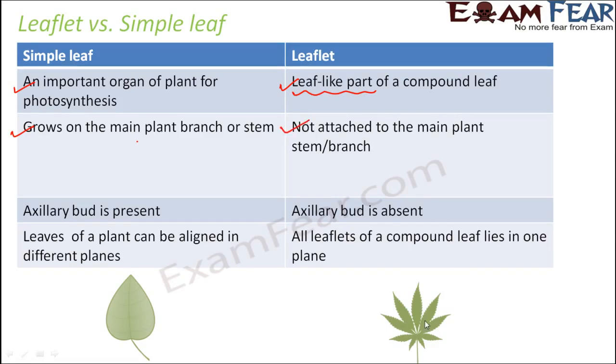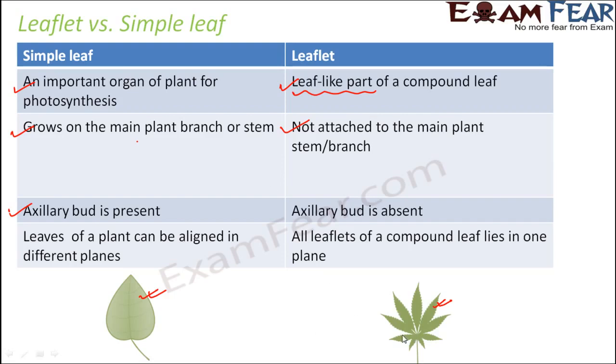It is attached to the central midrib or the rachis, right? Here if you see, this one is a leaflet and this is a simple leaf. So the simple leaf will be connected to the petiole and the petiole will be connected to the stem. But here this leaflet is not directly connected to the stem. All the leaflets are connected to the central axis. In this case, that is the tip of the petiole, and then that is connected to the stem. So each leaflet is not directly connected to the main plant. An axillary bud is present in the case of a simple leaf. At the base of the leaf, or at the axil of the leaf, a bud is present, but here an axillary bud is not present at the base of a leaflet.